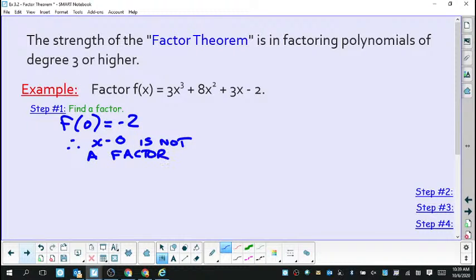In fact, there's a quick way of telling that 0 is not a factor, because you have to be able to common factor an x out, or an x squared, or an x cubed, or something like that. Since you can't common factor an x out here, you know that 0 can't be. Okay, so what would be the next one you would try? 1, I agree. So f of 1 equals 3 plus 8 plus 3 minus 2, is 14 minus 2, is 12.